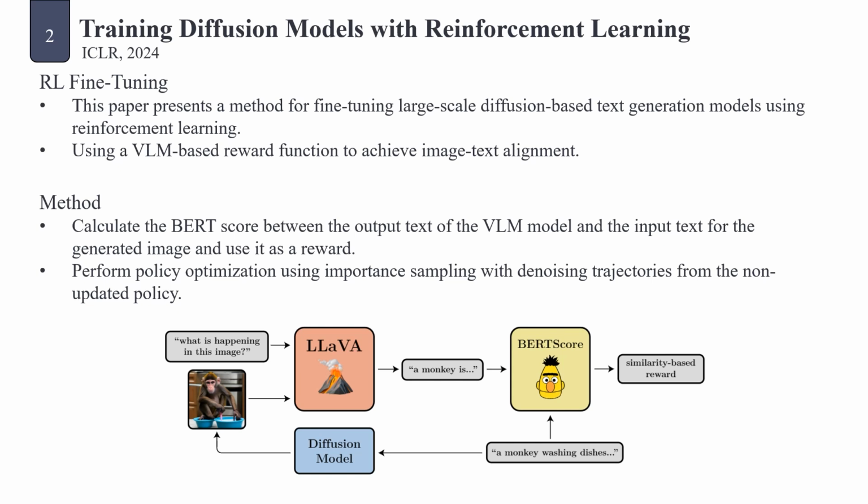To optimize the multi-step denoising process, an importance sampling estimator is used. Additionally, to prevent excessive deviation from the previous policy, a trust region implemented with clipping is applied to constrain the update size. For detailed equations, please refer to the paper.